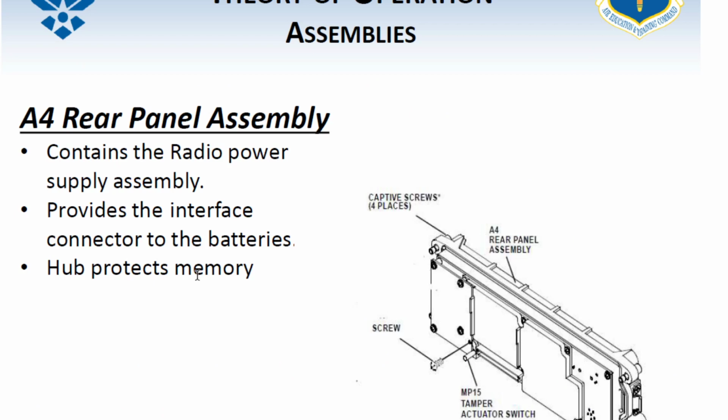Then we go to A4. That's our rear panel assembly. Rear panel assembly contains the radio power supply, provides the interface connector to the batteries, the hub, protects the memory, all that good stuff.